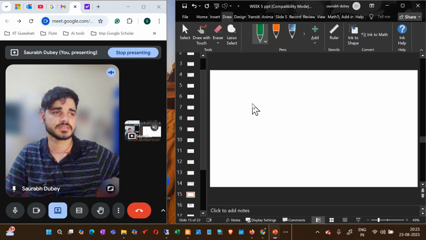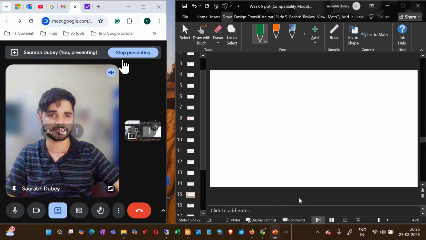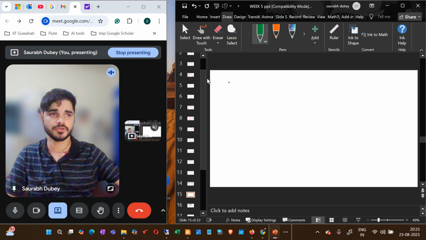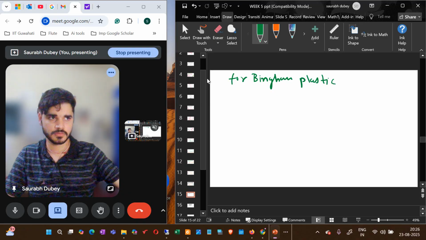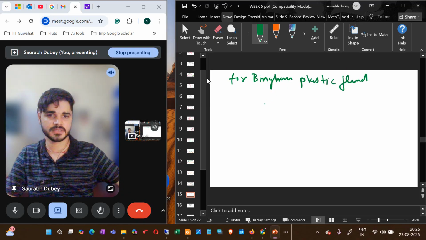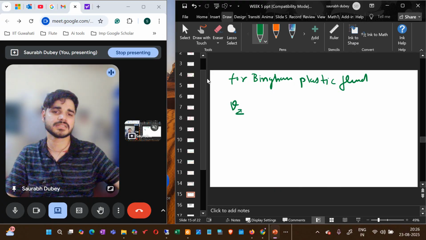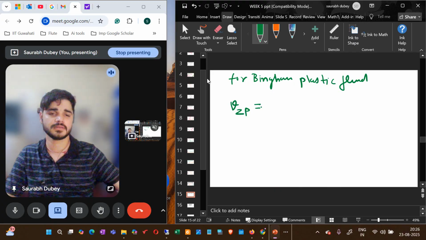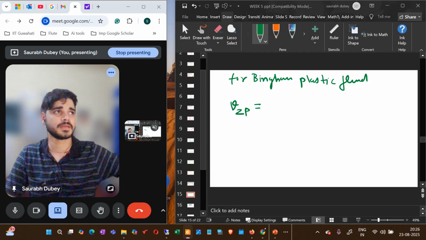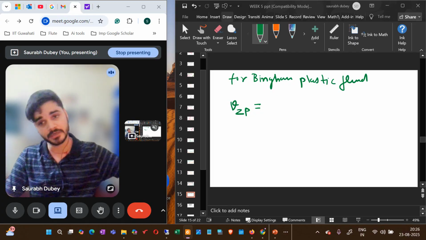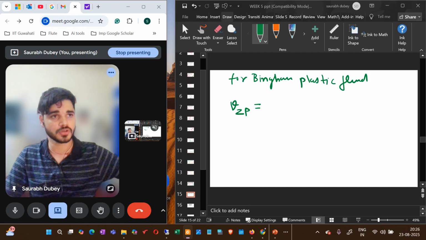Now let's see how you are going to solve it. So you know that for Bingham plastic fluids, what is the expression we are going to use for maximum velocity, v z? First we need to go through the lecture on Bingham fluids, so that we have a revision of the same, and then we will come back and solve this particular question, right?